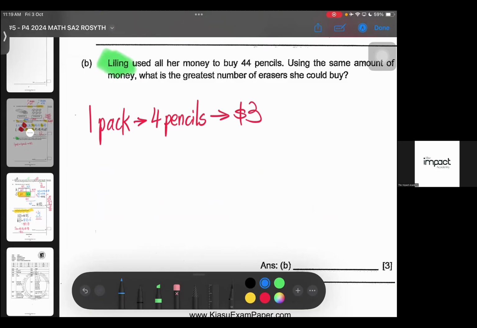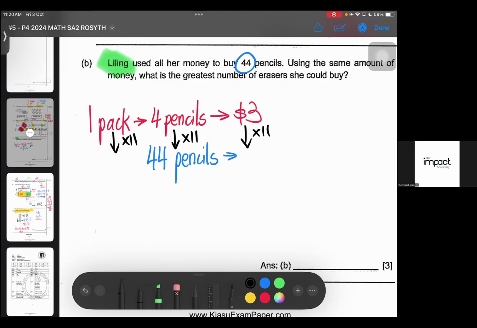Now, this person decided to buy how many? 44. So is it possible that we buy 44? Yes. Why? Because it's 11 packs. Very good. You understand? So what you have to do is ask yourself, how do I get from 4 to 44? I times 11. Over here I also times 11. We call this what? When I do something to the left, I must do something to my right.